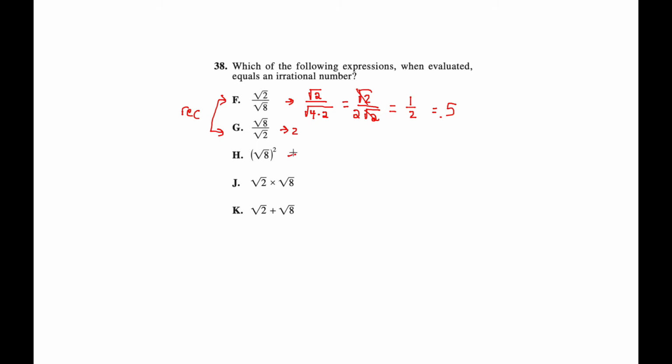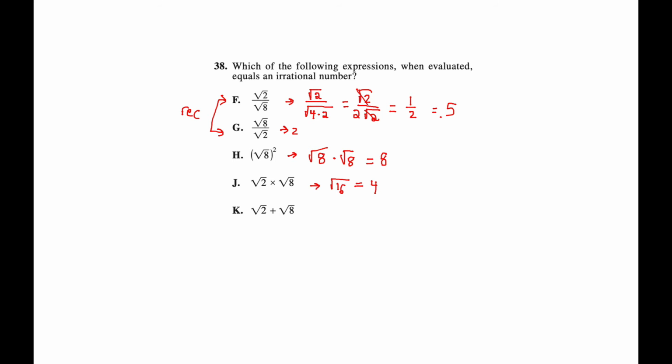Again, if you know how these radicals work, anytime you multiply a radical by itself, since radical 8 squared is radical 8 times radical 8, what you're left with is just the number underneath the radical, and you could always confirm that on your calculator. And then for J, radical 2 times radical 8, this is going to be equal to radical 16, which is equal to 4.